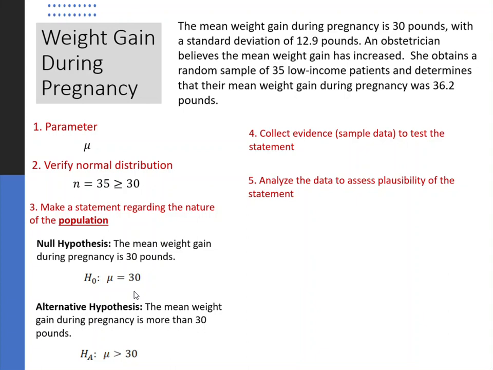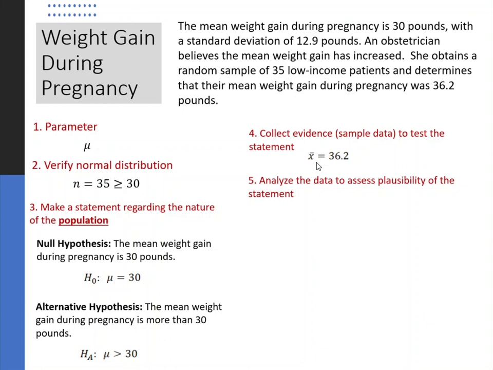Step number 4 says you want to collect your evidence or your sample to test the statement. What does that look like for us? Well, this obstetrician sampled 35 low-income patients and determined that their average weight gain was actually 36.2 pounds. So x bar would be the average weight gain of these 35 patients. And then we would analyze the data to assess the plausibility of a statement.